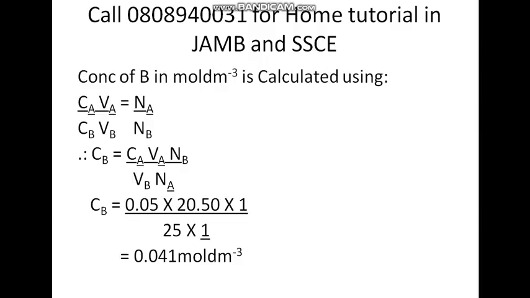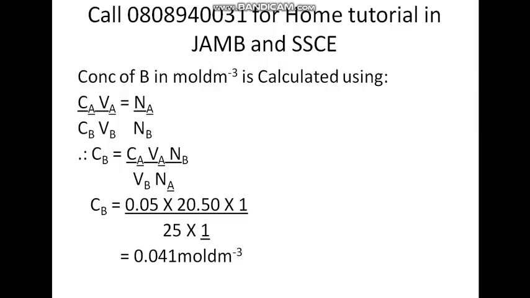Concentration of B in mole per dm cube is represented by Cb. To calculate Cb, make Cb the subject of the formula, and we have on the tutorial board Cb equal to Ca multiplied by Va multiplied by Nb divided by Vb multiplied by Na.